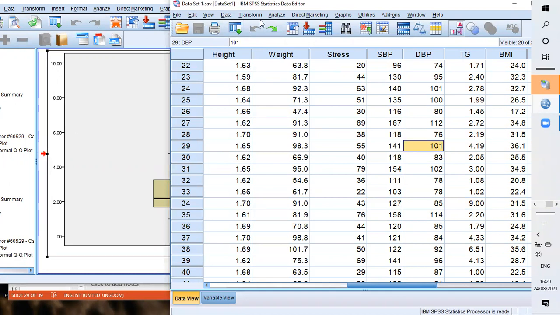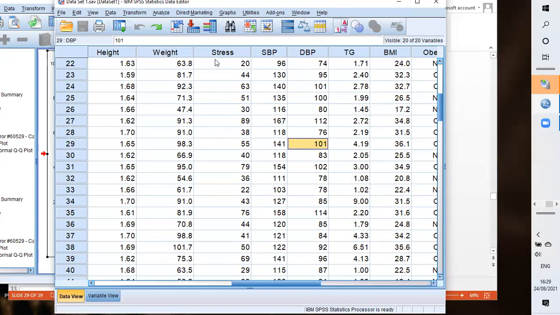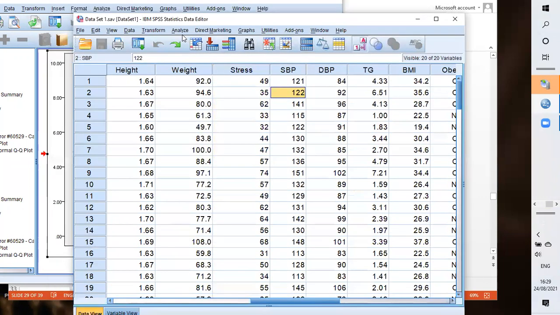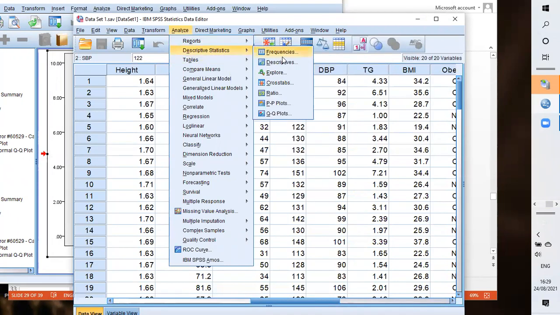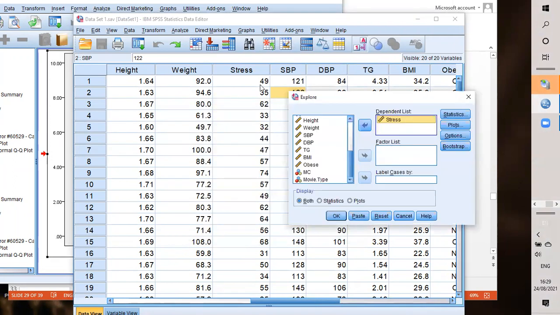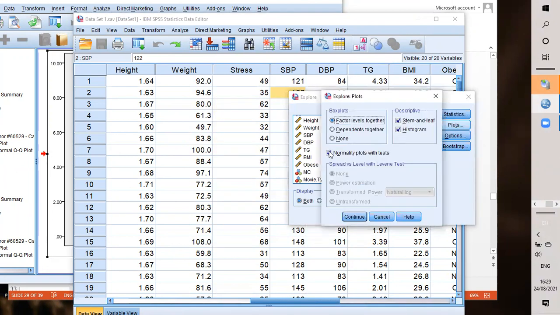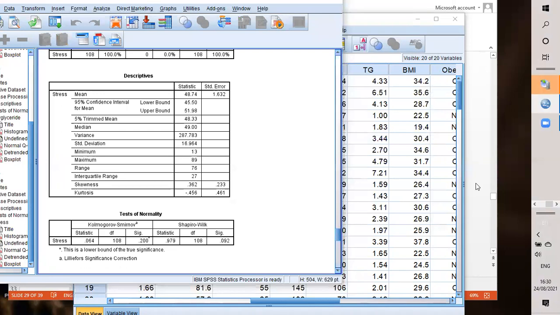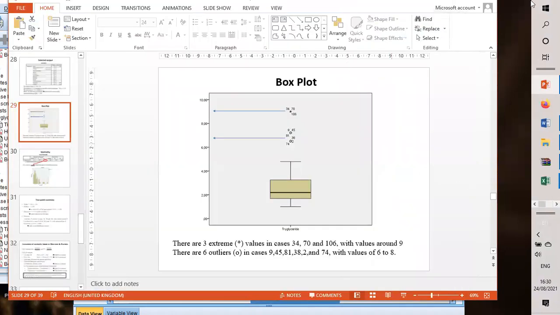Okay, let's go back to notes again. I'll show you one more. Let's say I want to do stress. I want to know the 5-point summary. So I'll take this out, stress. Stress is measured from 0 to 100, so it's individual people's stress level. This is already checked. Continue and click OK. You tell me what the 5-point summary is.